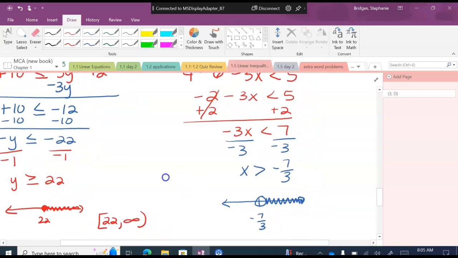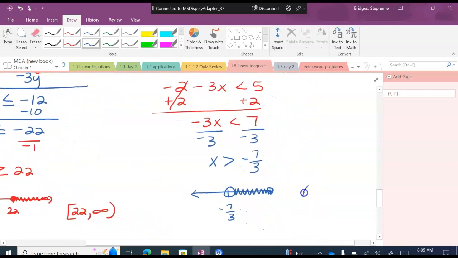And then when I write my interval notation, I'm just going to use that fraction. It is a parenthesis because it's not equal to, comma, infinity. Infinities always get parentheses.